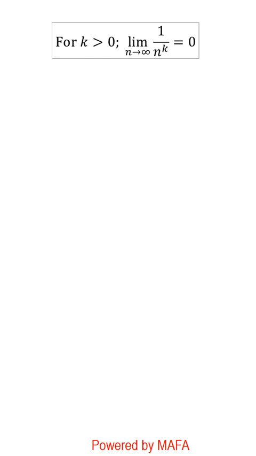Hello guys, in this video we are going to see how we can use the epsilon delta definition to show that the limit as n tends to infinity of 1 over n to the k is equal to 0, provided k is greater than 0.